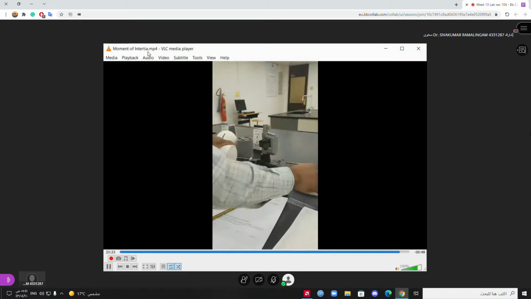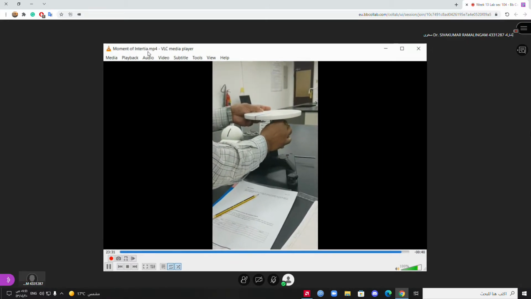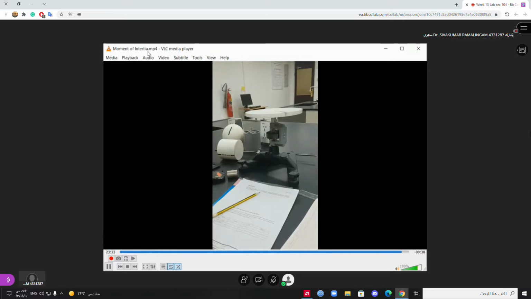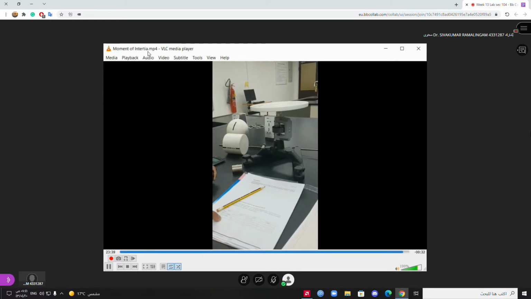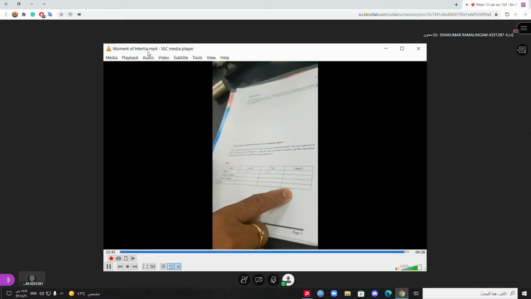The next one is the disk. This is the disk. This is the reference point. Keep it here and tighten this. Rotate this. Now this is set into oscillation. I can measure the time taken for 10 oscillations. Record it here. Divide by 10, you'll get the time period. And substitute this t in the formula. You will get the moment of inertia for the disk.